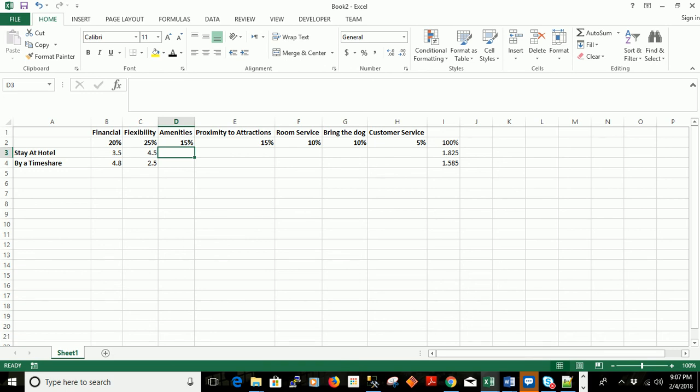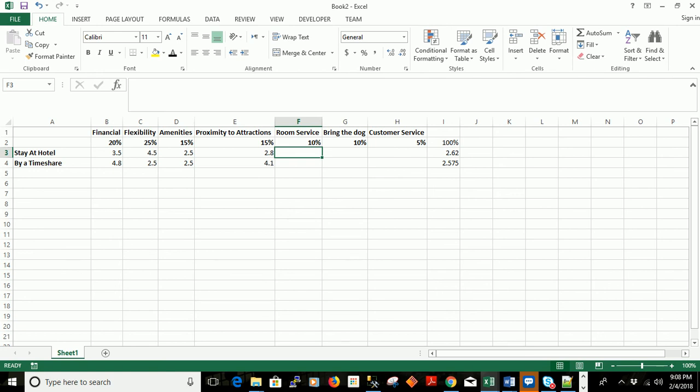As far as amenities go, I would say they're both about equal. They kind of have the same stuff. They're designed to be sort of like hotels, so I'm going to rank them both at 2.5. Now, proximity to attractions. A hotel, I'm going to say is a 2.8 because sometimes you got to stay kind of far away, and timeshares are usually right there. They're usually pretty close to the attraction, so I'll give them a better rating on that one.